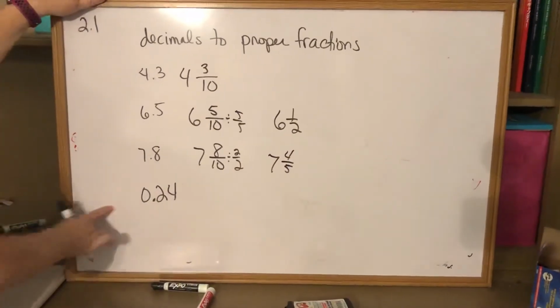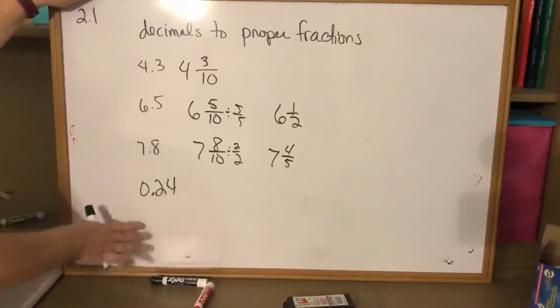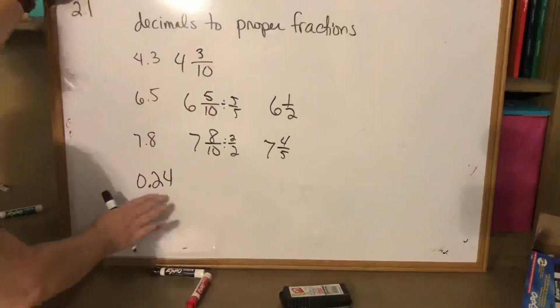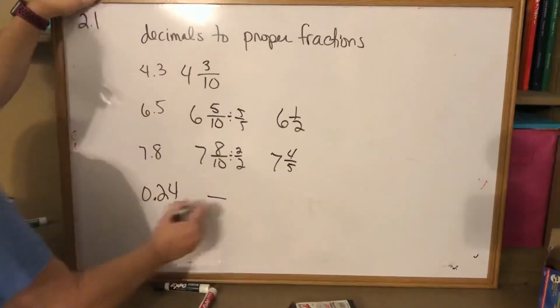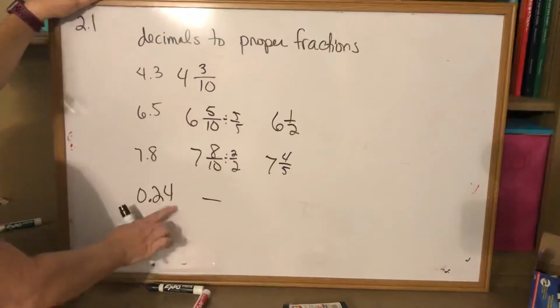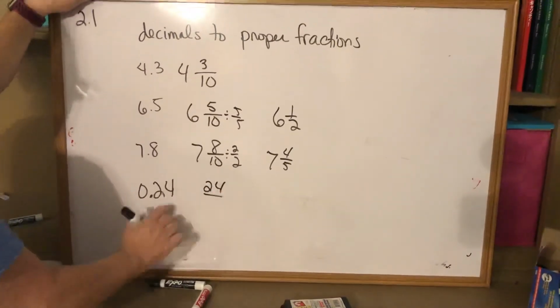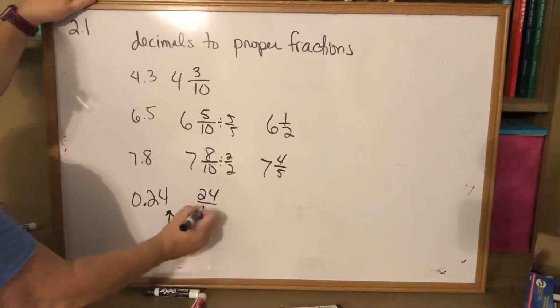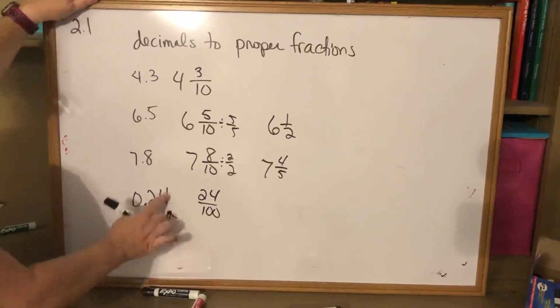Here we don't have a whole number. You don't say "0 and 24." This is just part of a number, so it'd be just a fraction. Whatever comes after the decimal is going to be our numerator, and the place value of the last digit is our denominator. And in this case, this is 24 hundredths.